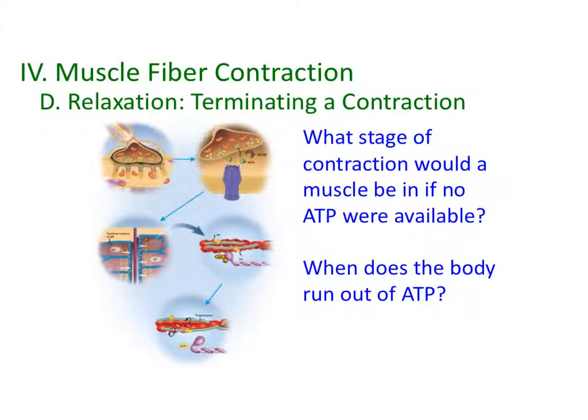Just as another thing to see what you got from the lecture so far, what stage of contraction would muscles be in if no ATP were available, and when does the body run out of ATP? So when would this actually happen? So to think about this, pause if you want to think about it for a second. So basically the step where the contraction, if you ran out of ATP, muscles, actin and myosin fibers would be stuck together. So it would be during the cross-bridge cycle. So actin and myosin bound.